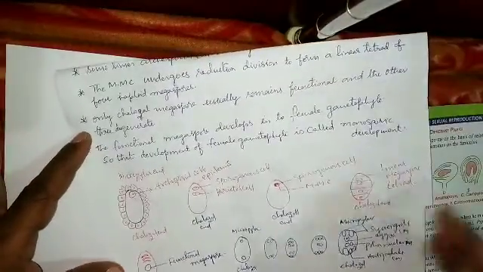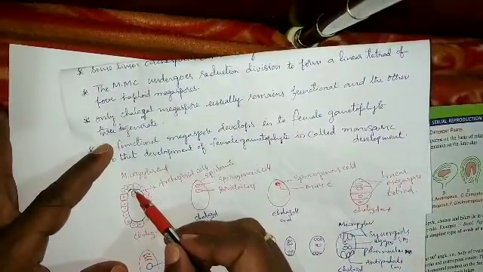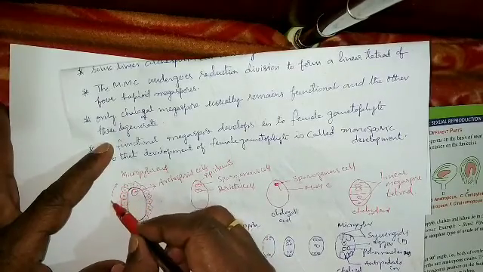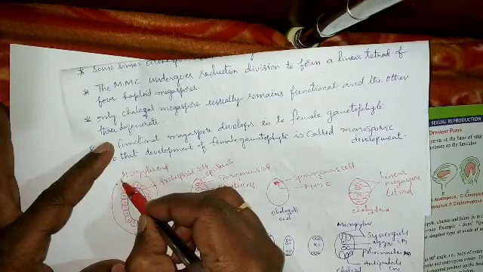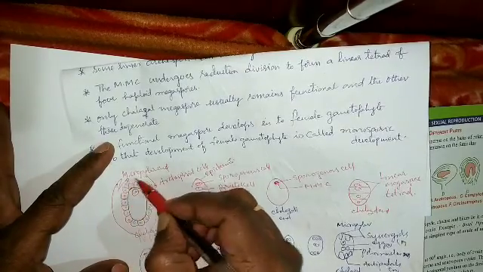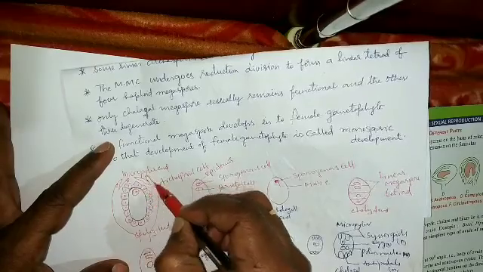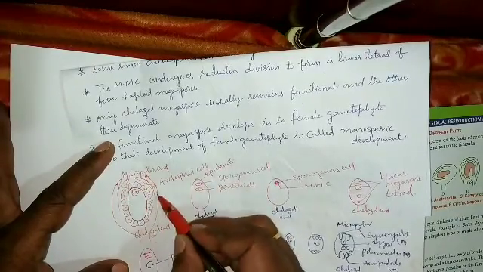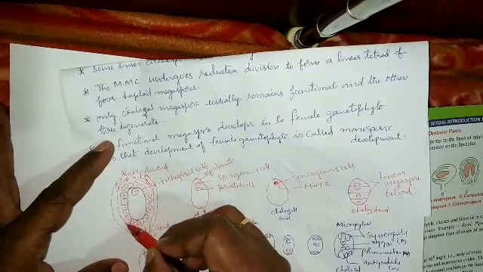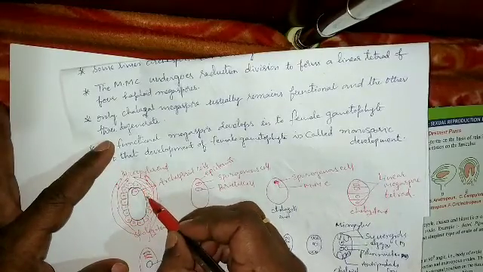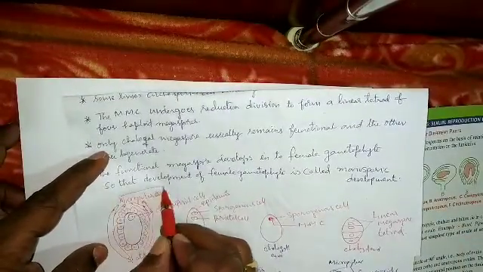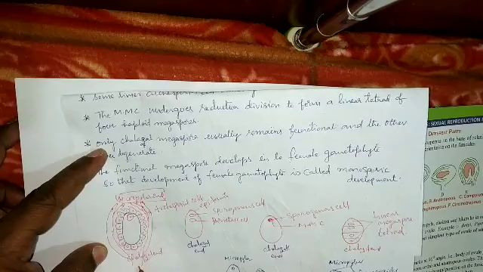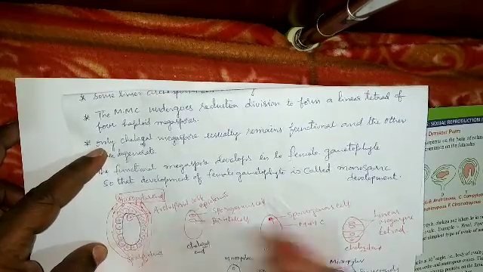So what happens here? In the nucellus tissue, which is surrounded by the integuments, as we already studied in the orthotropous ovule, the integuments are present like this. This is the nucellus. Inside the nucellus, this is the micropylar end and this is the chalazal end.